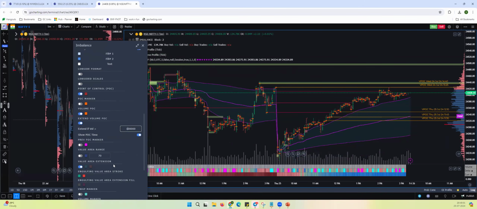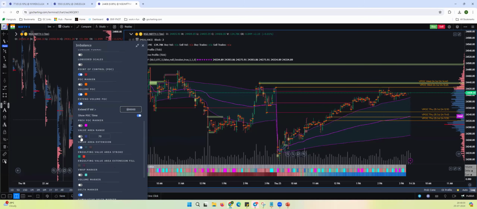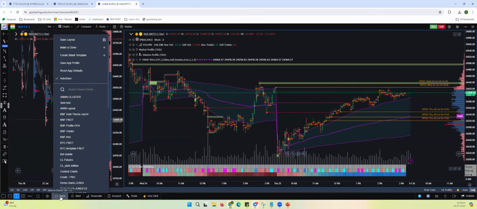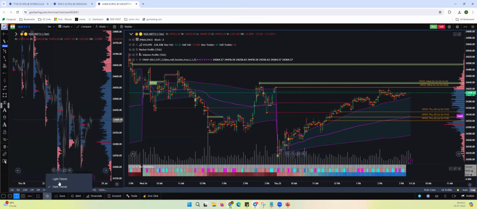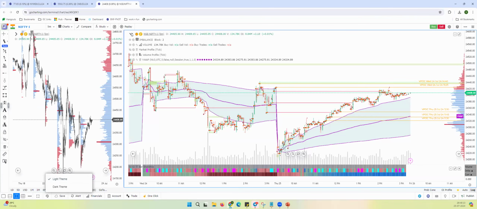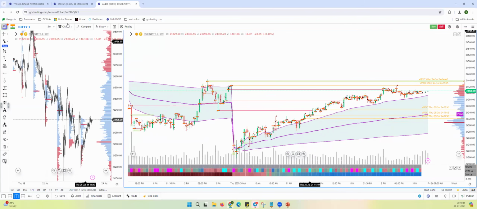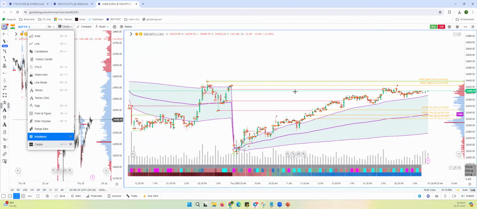You can again see the value area of the candle here. You can mark the VWAP, delta, and other things. My personal preference so far has been to use the cluster charts. I think I get the information that I want, but you can use either the cluster or the volume profile chart, whatever you really like.